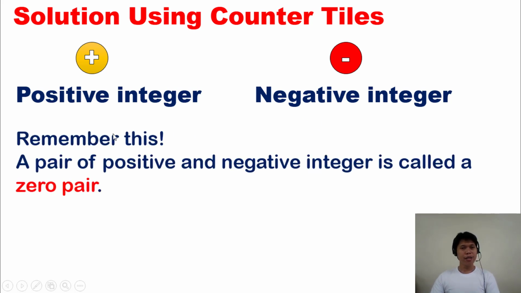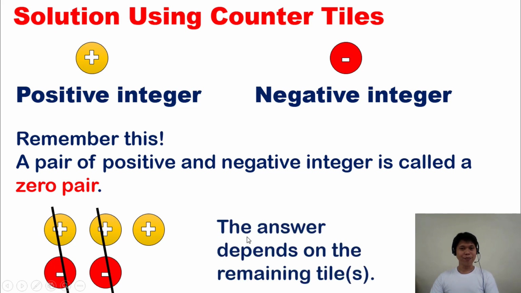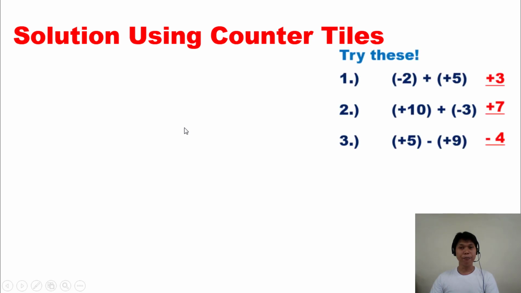Remember this. A pair of a positive and a negative integer is called a zero pair. It means if we pair these two integers, a positive and a negative, it will give us 0, a zero pair. So this is 0, this is also 0, and the answer depends on the remaining tile or tiles. In this case, there is only one yellow tile, which is a positive integer. It means that the answer is positive 1. So let's apply these concepts to the previous exercises.